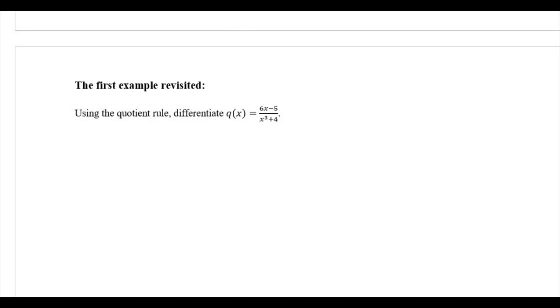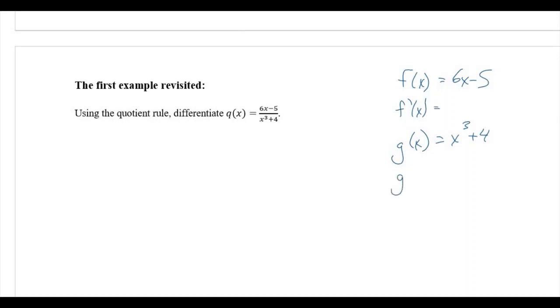So now that we have that, let's try a quotient rule problem. So the first one says q of x is equal to 6x minus 5 over x cubed plus 4. So first step, let's break this up into f of x and g of x. Remember, f of x is our numerator and g of x is our denominator. So f of x is going to be 6x minus 5, and g of x is going to be x cubed plus 4.